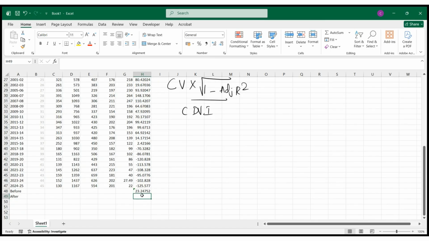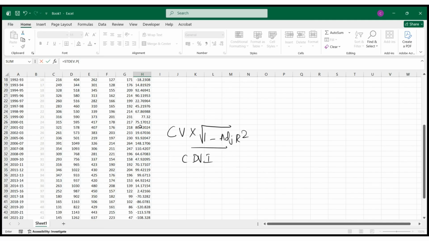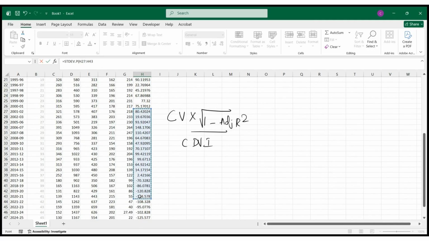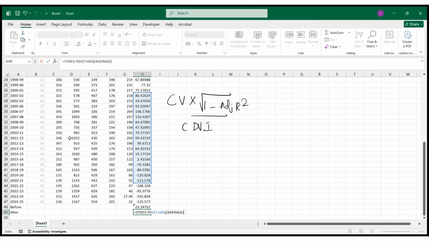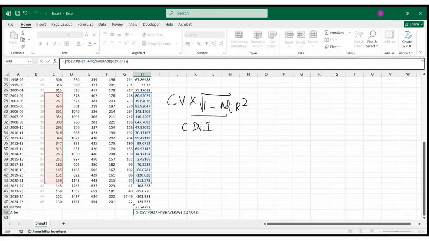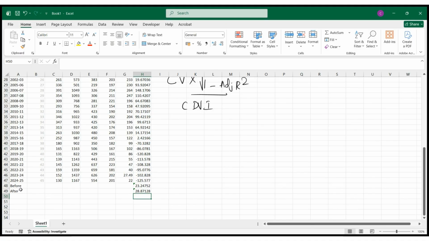In a similar way, I need to calculate the after adoption period's CV. So similarly I'll calculate the CV from 2001 to 2020. I'll take the standard deviation divided by the mean, that is the average, multiplied by 100. So now we got the before and after CVs for our data.